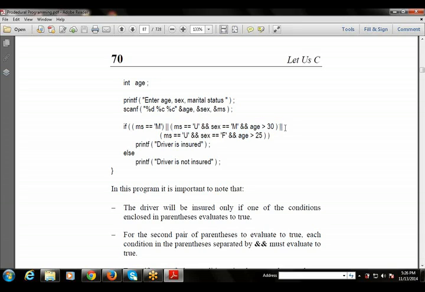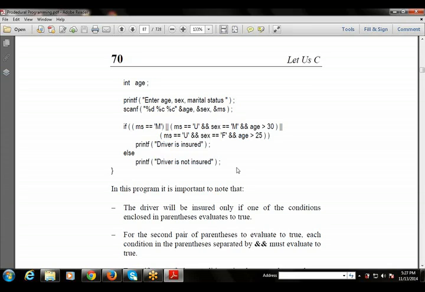Or, this pipe is used for OR. Marital status equals u, that is unmarried, and sex equals f. First there is the marital status, then next is female, that is f, and age is greater than 25. So check three conditions: unmarried, female, and age 25 or greater than 25. Then only the driver is insured, otherwise the driver is not insured.